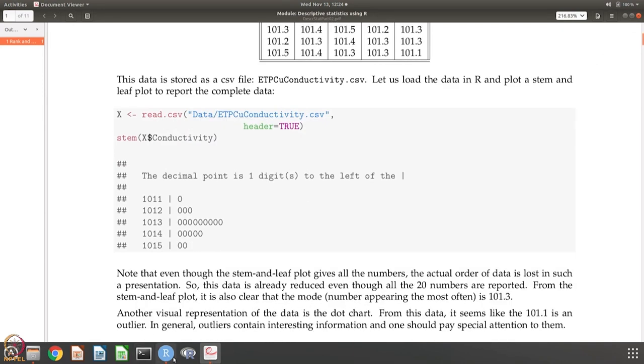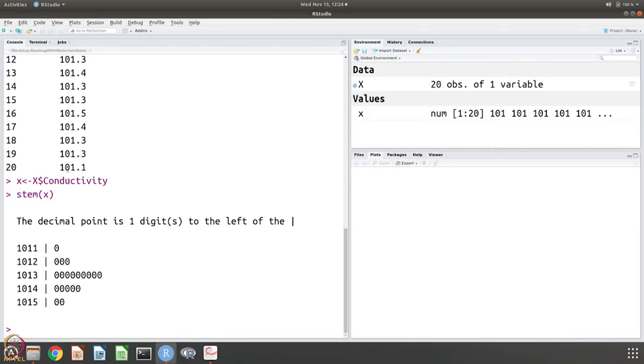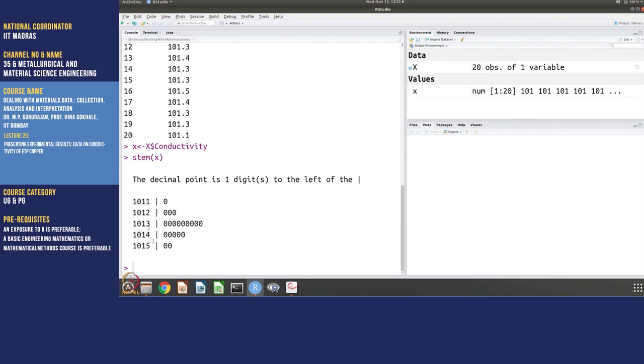So, like I said, stem and leaf plot is complete in the sense that whatever 20 data points that we saw are all here, except that now they are ordered. This information that, you know, 17th measurement gave 101.4 and then 18 and 19 gave 101.3 and 20 gave 101.1, that information is missing here. The sequential information, if it is important, for example, 0.5, 0.4, 0.3, 0.1, is there some reason why if you make these measurements it will reduce like this? If there is any such information, that is missing from the stem and leaf plot. Otherwise, it has all the data.